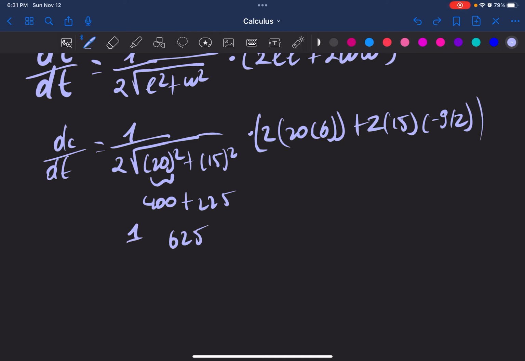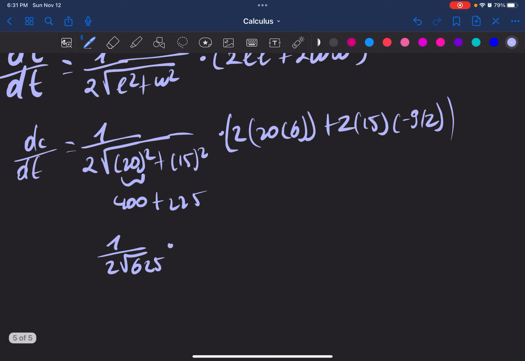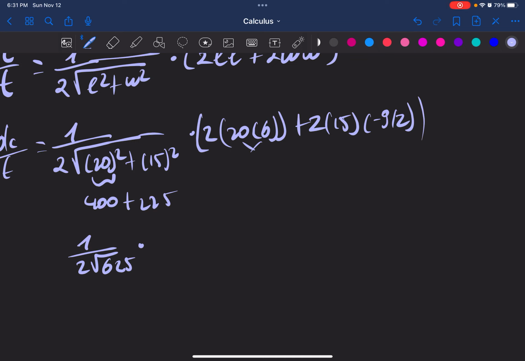So I end up with 1 over 2 square root of 625 multiplied by, this one would give me 6 times 20 times 2, that will give me 240. So this is 240 plus, so this I can already simplify so that it's easier for me to use in the calculator. So I end up with 15 times negative 9, which will give me negative 135. So here, 240 minus 135 would be 105. Perfect. So I end up with this giant thing, 1 over 2 times the square root of 625, this whole thing times 105.